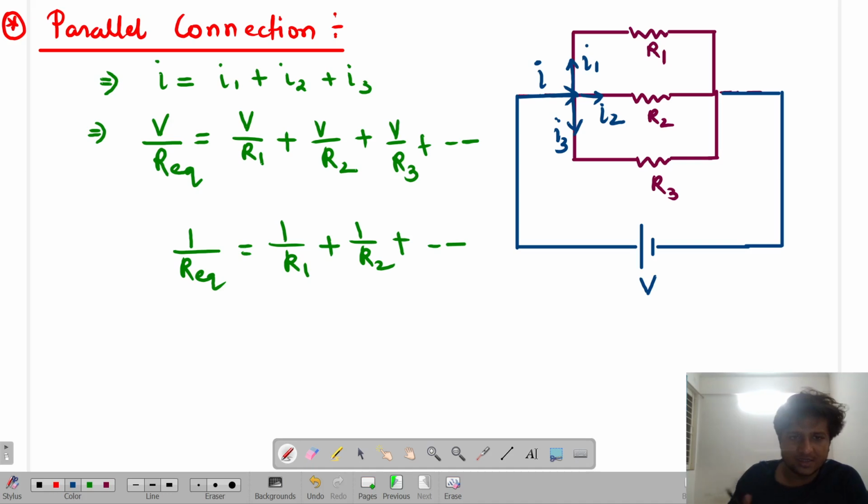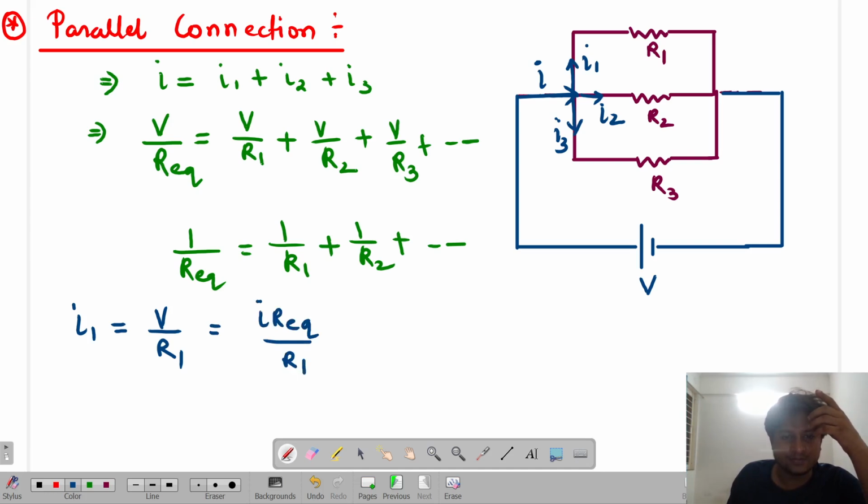आराम से निकाल सकते हैं. And if I want to find the current I1, then what is I1? I1 is nothing but V by R, isn't it? But what is V basically? Basically I into R equivalent, isn't it? If the current is known, then it is equal to what? R equivalent divided by R1. So I1 is what? I into R equivalent by R1 or V by R1.